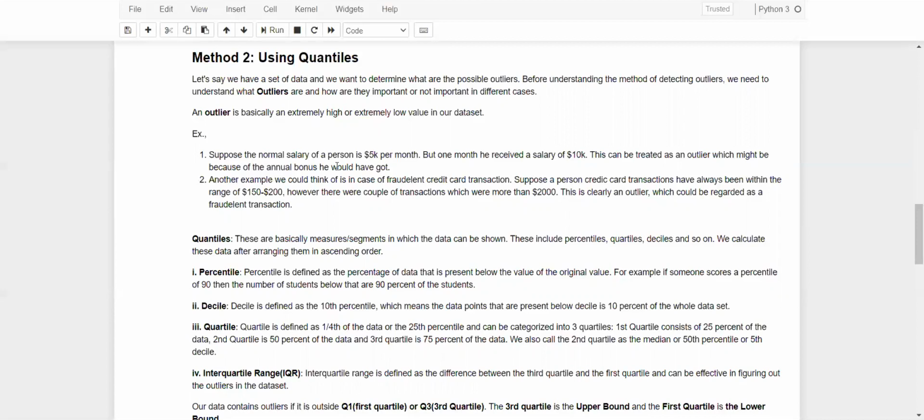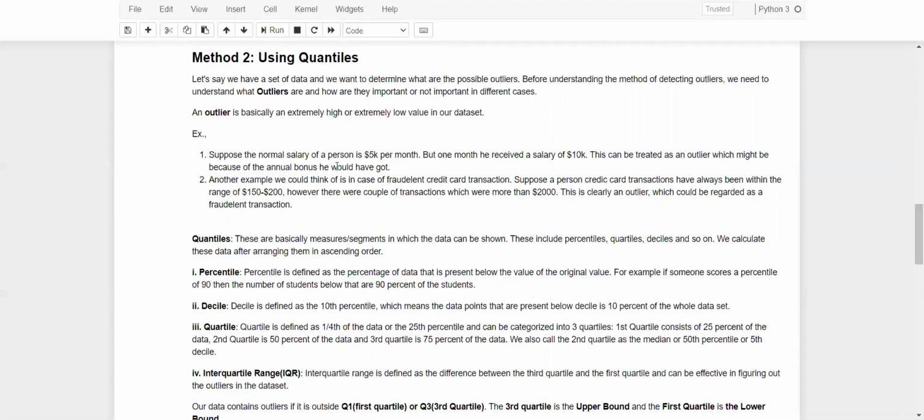And the second example is in the case of credit card transactions, right? So suppose a person has credit card transactions in a range of $150 to $300 or $200 all the time. But suppose there was one transaction which happened, and that was around $2,000. So this can be considered a potential fraudulent transaction. So this is an outlier.